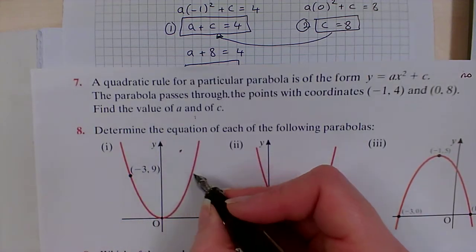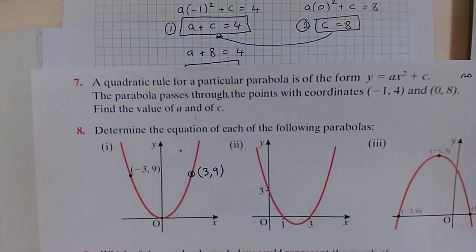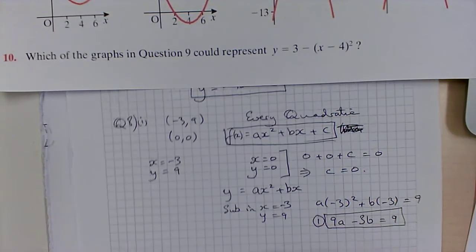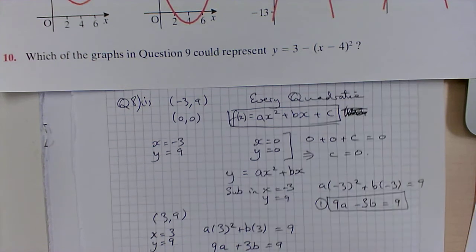We use symmetry. If this point is on the graph, then the symmetrical point of (-3, 9) must also be on the graph. So that means that I have a third point. I have the point (3, 9) on the graph as well. So when x is equal to 3, y is equal to 9. And subbing those in, I get a by (3) squared plus b by 3 is also equal to 9. And so 9a plus 3b is equal to 9.